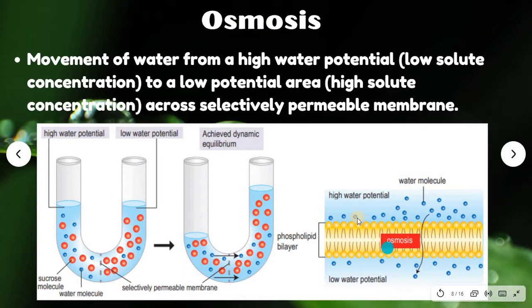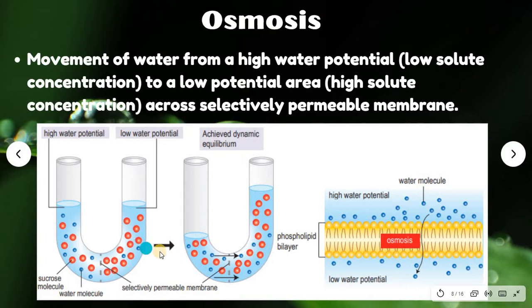Take a look at this diagram. This is a U tube, divided by a selectively permeable membrane at the center. This side has a high water potential area, and at the same time a low solute concentration, and this side has low water potential and a high solute concentration.